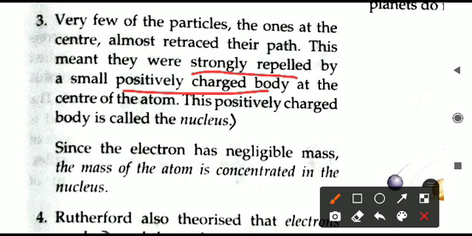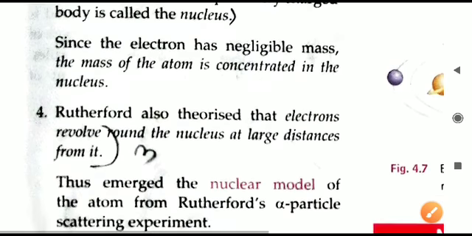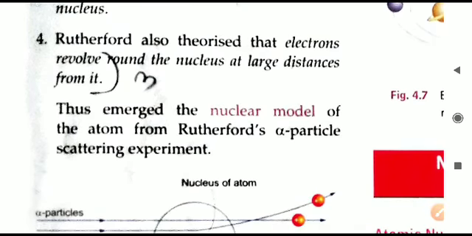Now what should be in the center of the atom? Based on this observation, Rutherford said that at the center of the atom there is a positively charged body, which he named the nucleus. That is how we discovered the nucleus by this experiment, called the alpha particle scattering experiment.